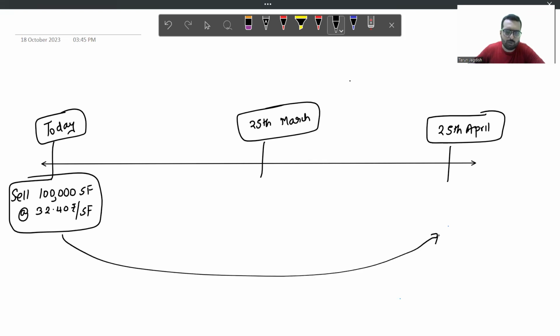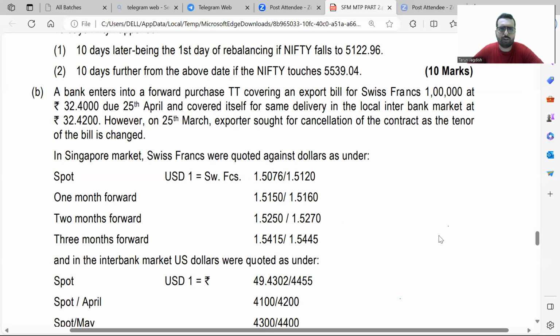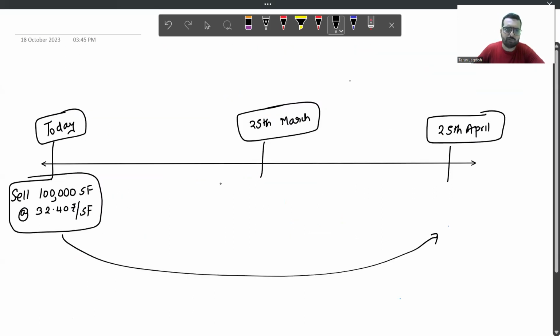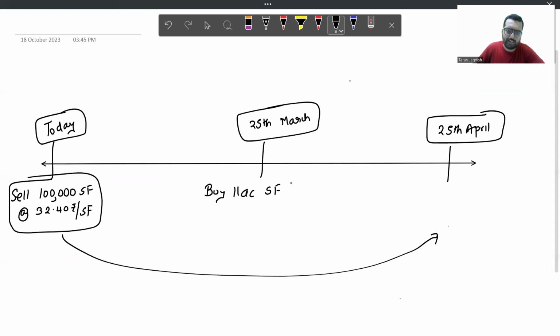This is supposed to be due on what date? 25th April. Now what they're saying is that this wants to cancel the contract on what date? 25th March. Tell me, friends, how will you cancel on 25th March? You will buy 1 lakh Swiss franc at how many months forward? 1 month forward. So when I buy Swiss franc, the bank is selling Swiss franc.